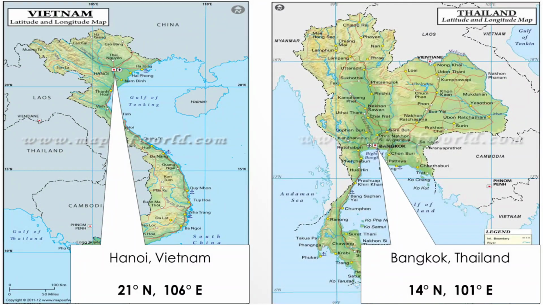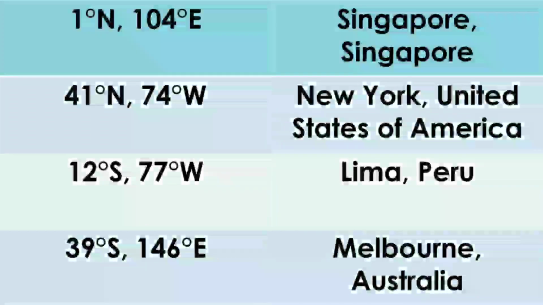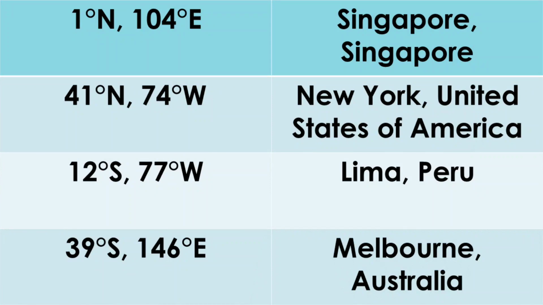For Hanoi, Vietnam, it is in the 21 degrees north latitude and 106 degrees east longitude. And for Bangkok, Thailand, it is in the 14 degrees north latitude and 101 degrees east longitude. This time, try to locate the given places in your world maps using the coordinates on the table.